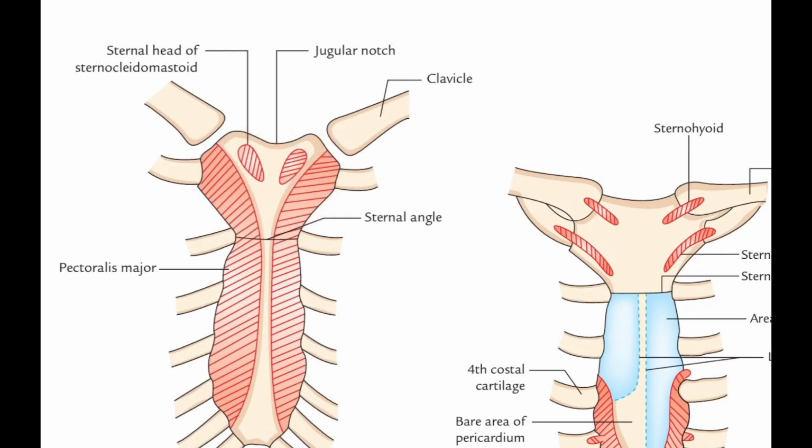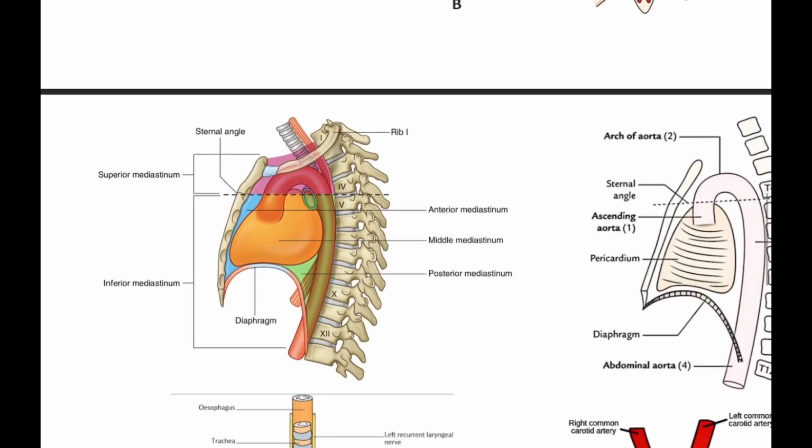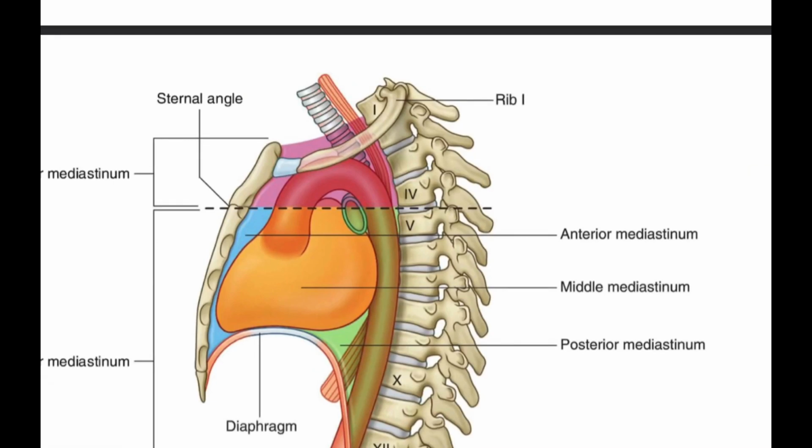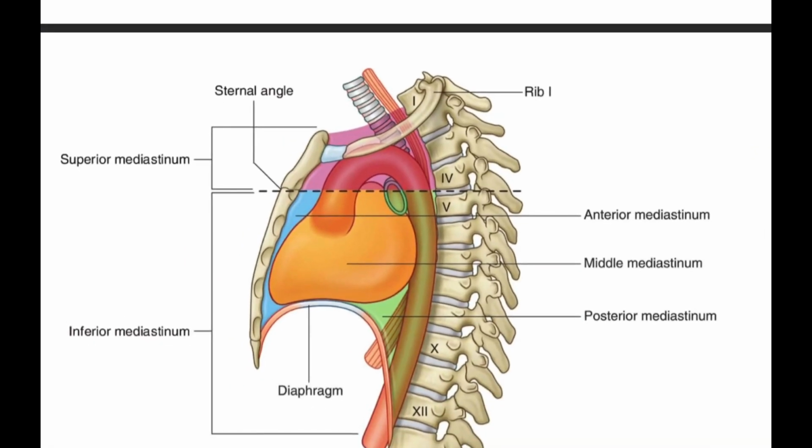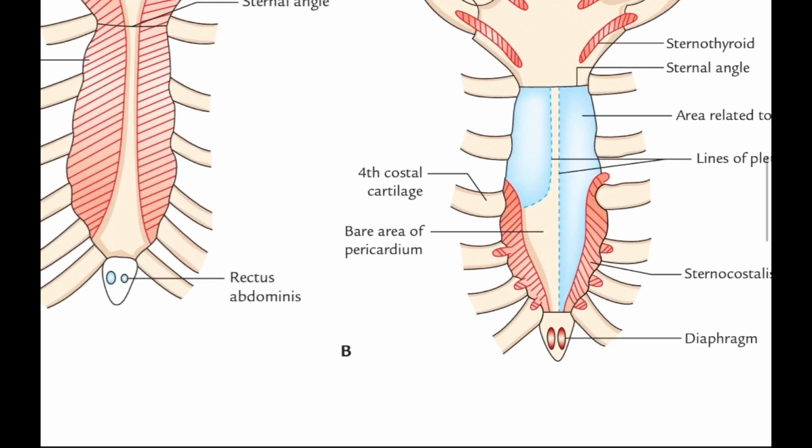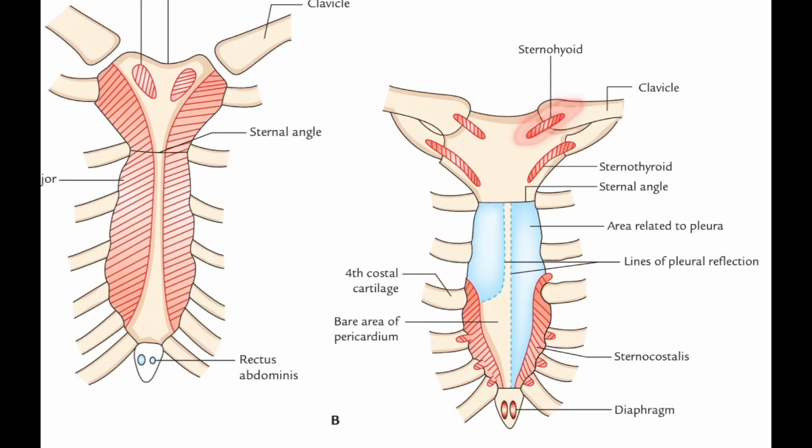The posterior surface is smooth and it forms the anterior boundary of the superior mediastinum. So this is the posterior surface of the manubrium sterni. It forms the anterior boundary of the superior mediastinum. On each side of the posterior surface, it provides attachment to 2 muscles. The first muscle is sternohyoid, and the second is sternothyroid muscle on each side.